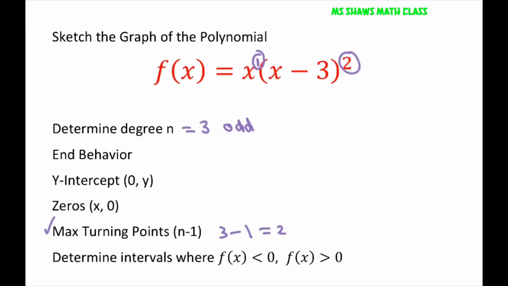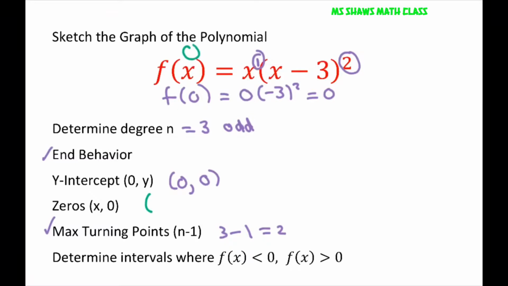Maximum turning points. We'll talk about end behavior in just a minute. Our y-intercept is where x is 0. So plug in 0 for x. You get 0 times negative 3 squared, which equals 0. So that's (0, 0). And then our x-intercepts are when y is 0. So that would make this 0 and this 3. So we have (0, 0) and (3, 0).